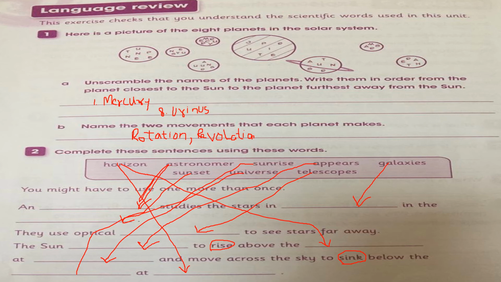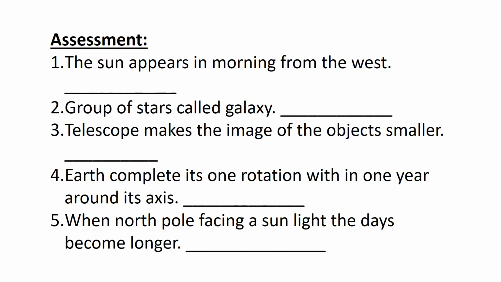Okay, you need to write down the answers. First write down your answer, then go and check in the next slide and then send it to me in Class Dojo. First, here we have the assessment. In the assessment, the sun always rises from the east. So here, the sun appears in the morning from the west. Is that right? Definitely no.